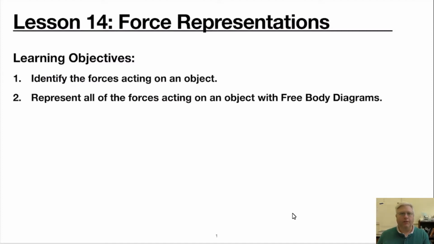So this lesson is about force representations. We're going to learn here how to identify the forces that act on an object and also to represent those forces with something we call free body diagrams.